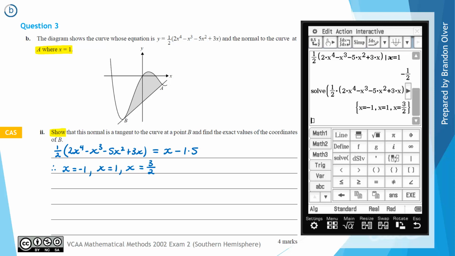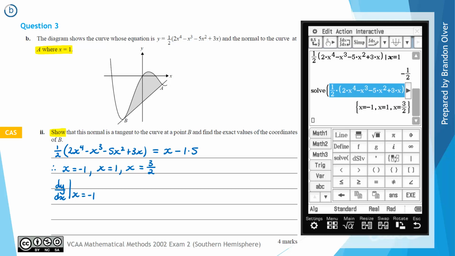And having a little bit of a look at the sketch that they've provided, it looks like B is where x is equal to -1. So that's the point we're going to start with. So next up, we're going to calculate the derivative dy/dx when x is equal to -1 to see what the gradient of a tangent line at that point would be.